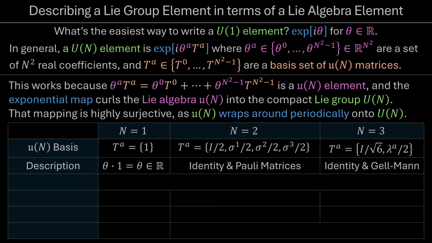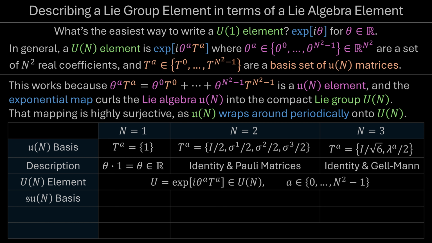And in all of these cases, for n equals 1, n equals 2, n equals 3, and even beyond for higher n, you can always write a U(n) element as e to the i theta^a t^a, where theta^a is some list of real numbers, and t is the list of generators, and you're summing over the index a. Now when it comes to SU(n), the Lie algebra of SU(n), to get that, all we do is we take the Lie algebra of U(n), and we take out the identity generator, because that leaves behind only the traceless generators.